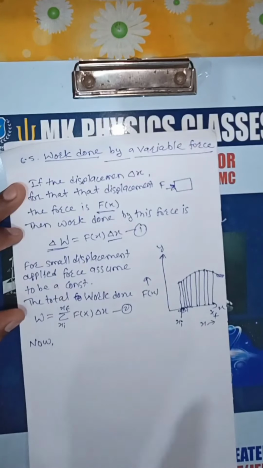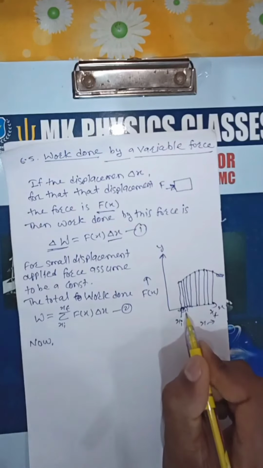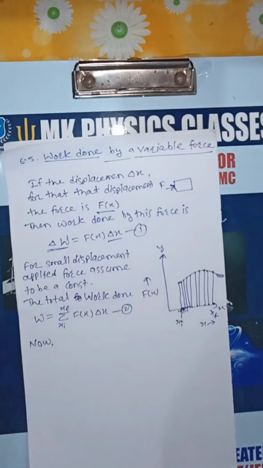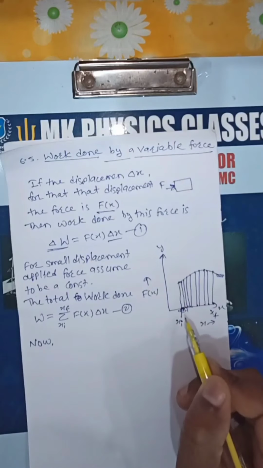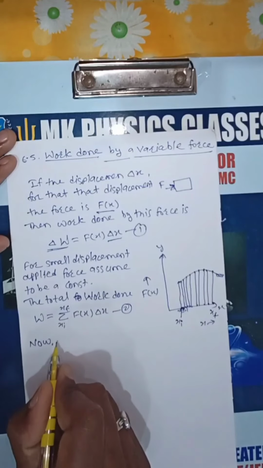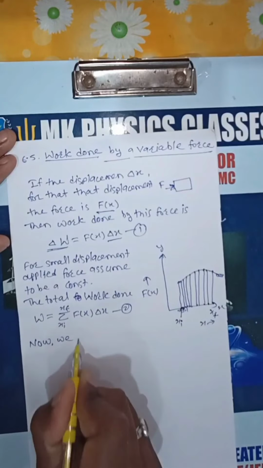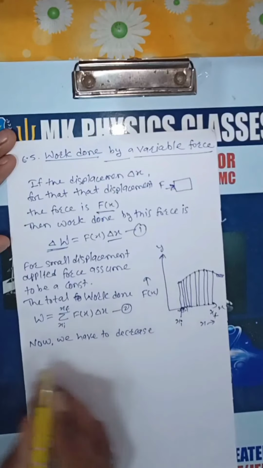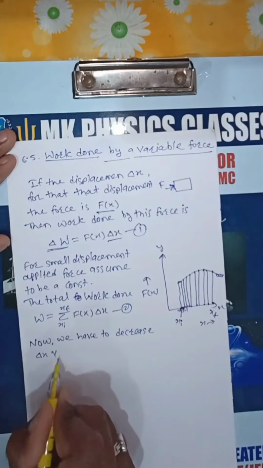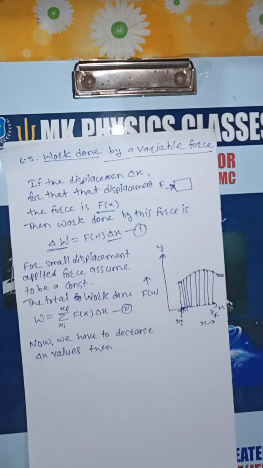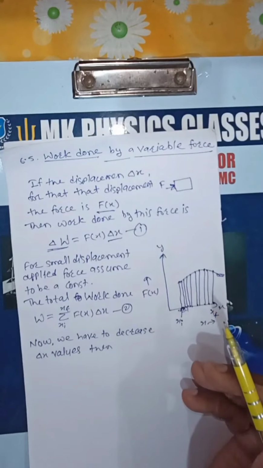Now we have to decrease the displacement, which means we have to decrease delta x. Whatever delta x is there, we have to divide it into very small pieces. In that case delta x approaches 0. If you decrease the delta x value, then what happens? The number of partitions also increases.